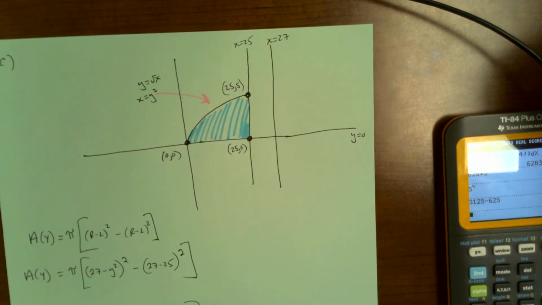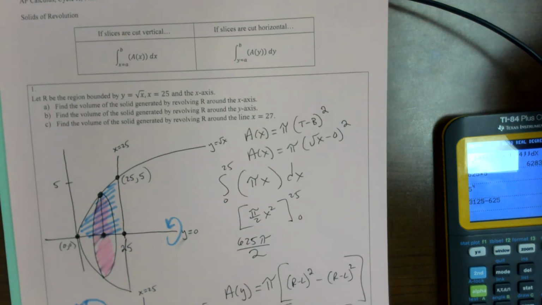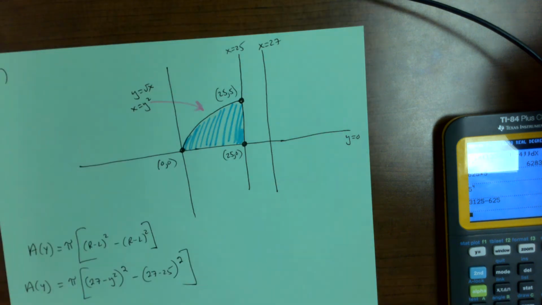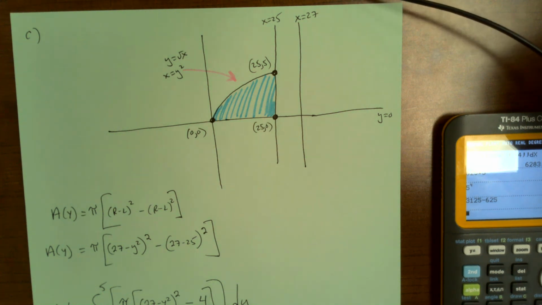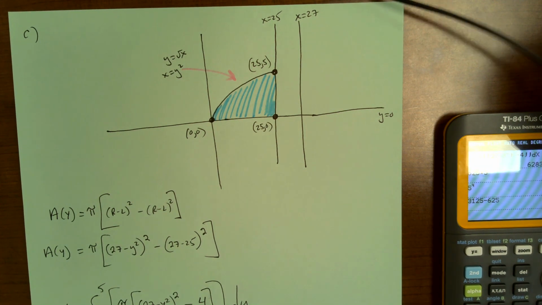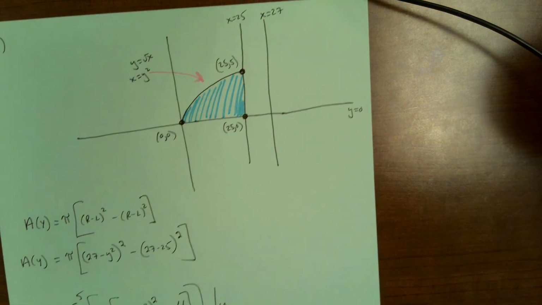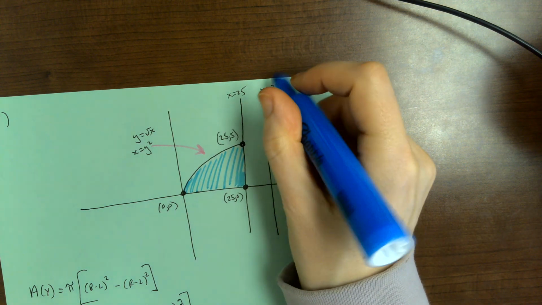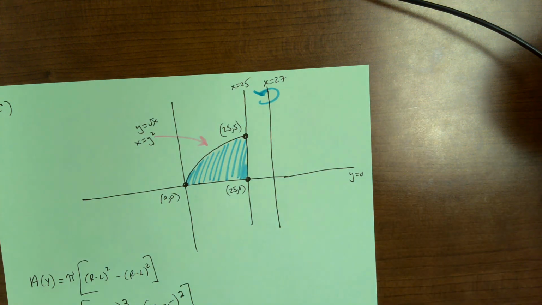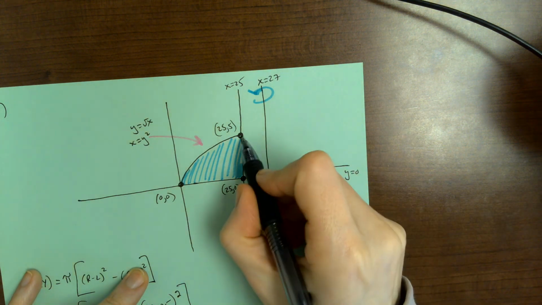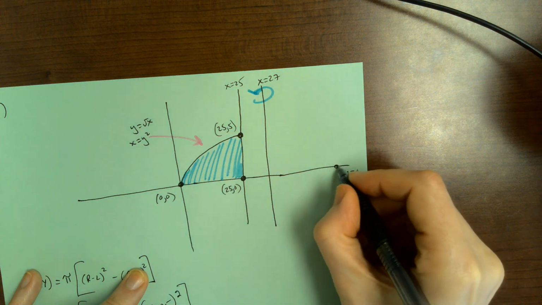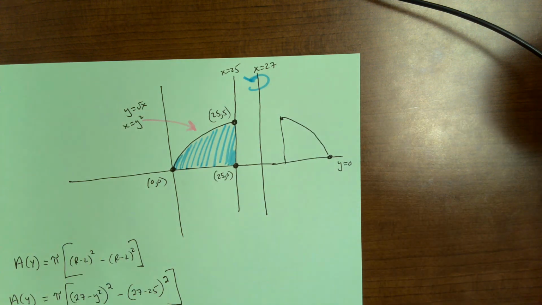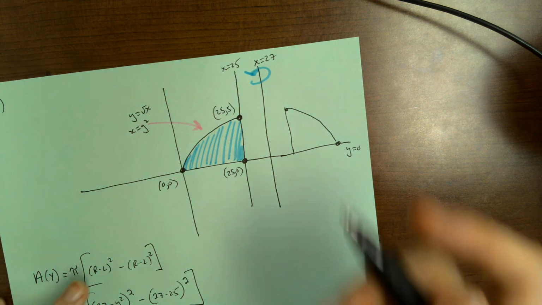Okay, so this time, find the volume of the solid generated by revolving R around the line x equals 27. So you need to know that x equals some number is a vertical line, y equals some number is a horizontal line. So x equals 27 is this vertical line. We are revolving the same exact region that we had before around that. So I'll do like a reflection. Maybe that'll go there, maybe that'll go here. That looks not great, but I did a reflection.